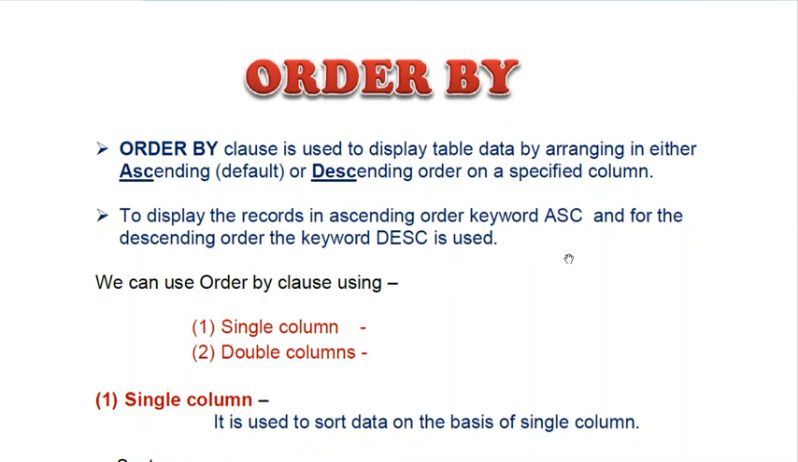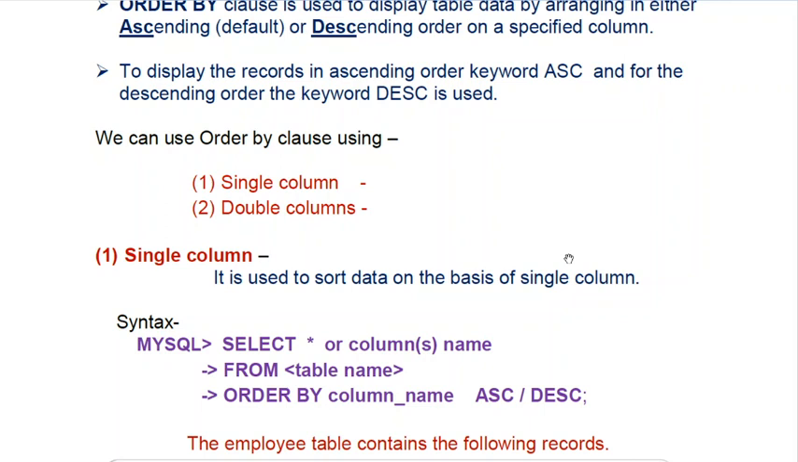We can use the order by clause using 2 types of columns. First one, single column, second one, double column. So in the order by clause, you can use only 1 column, or the second type of arrangement that you can do with the help of order by, that is with the help of 2 columns. First of all, we'll see the first one, any single column. It means it is used to sort data on the basis of a single column.